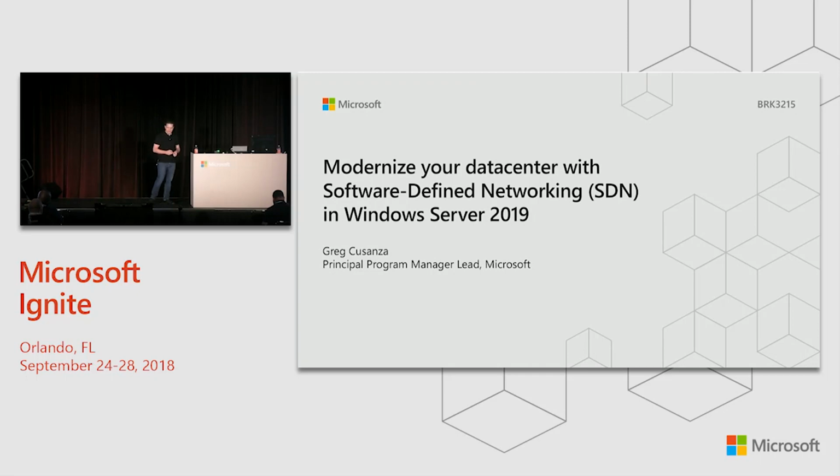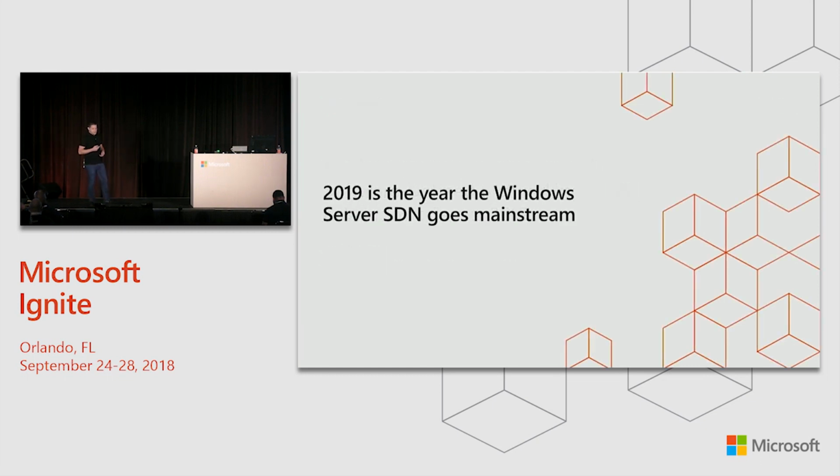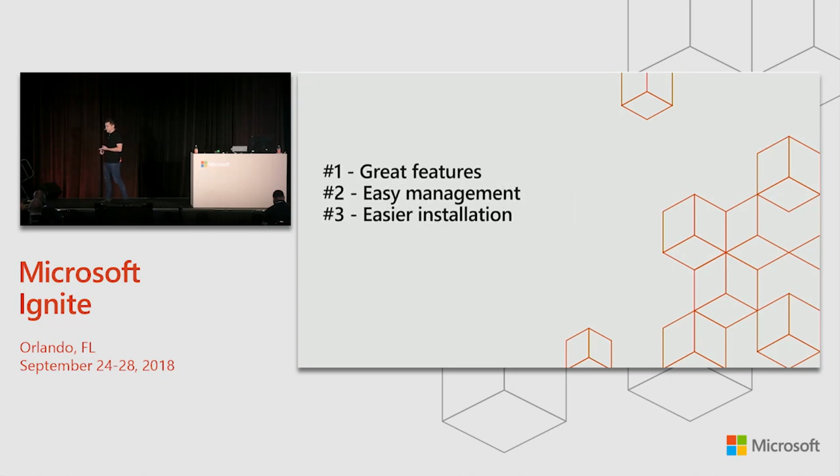We're going to talk about SDN. And I'm going to really talk about one theme throughout this session, and 3 points that emphasize the theme. 2019 is the year that we really think SDN is going to go mainstream with Windows Server. And there are 3 reasons why we think that's the case this year. We've got great features. We've been talking about these for a long time, and we've added more in 2019. So I'm going to talk about existing features from 2016. I'll talk about what's coming in 2019. And you'll see what we've got, and you'll really want to use it after you hear about this.